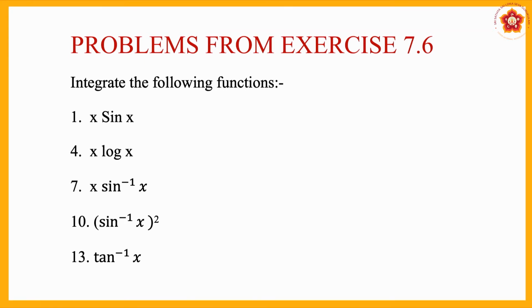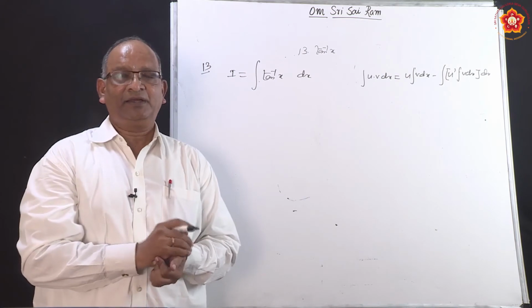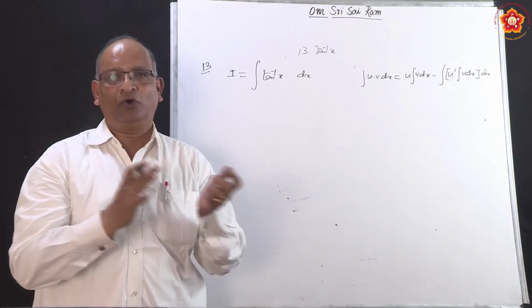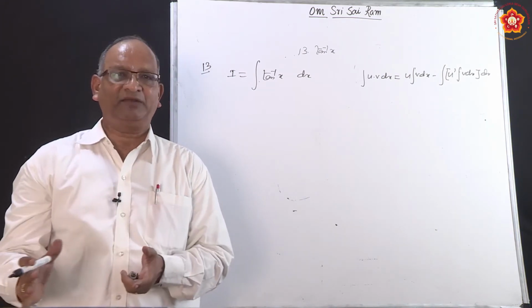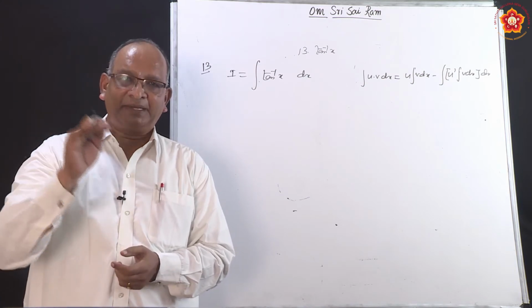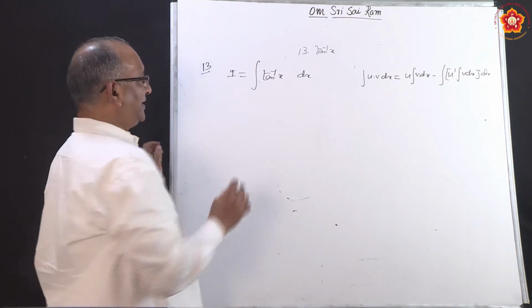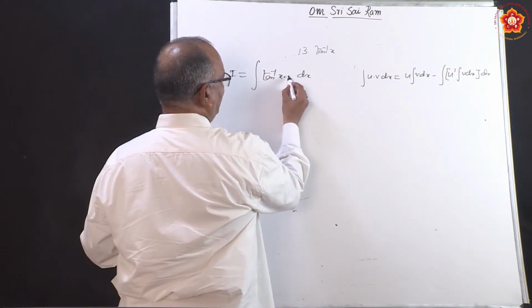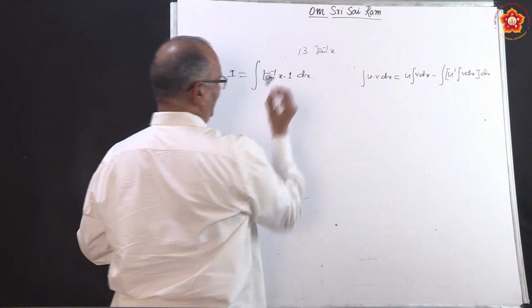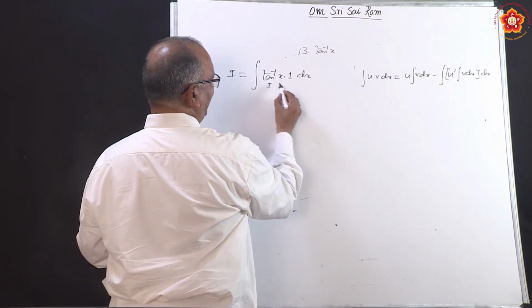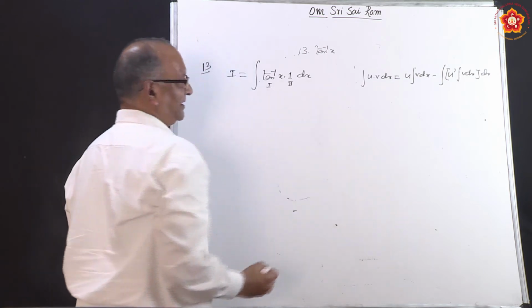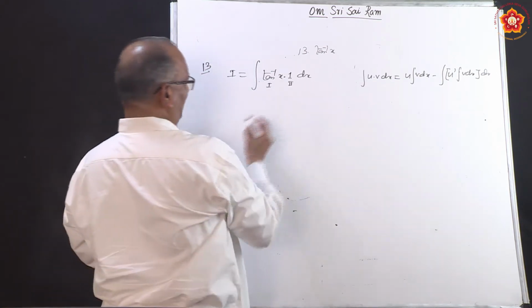Integral of tan inverse x dx. As we discussed earlier, if it is only sine inverse x, only cos inverse x, only tan inverse x, take 1 as the second function. So, tan inverse x can be written as tan inverse x into 1, and tan inverse x will be taken as first, 1 will be taken as second, and then apply the formula.